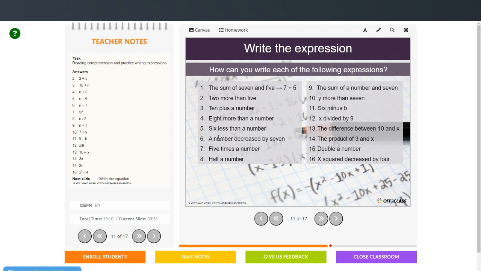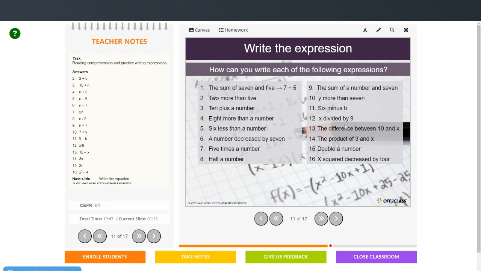6 less than a number would be n minus 6. A number decreased by 7 would be n minus 7. 5 times another number would be 5n. Half a number would be n over 2. The sum of a number and 7 would be n plus 7. Y more than 7 would be 7 plus y. 6 minus b.